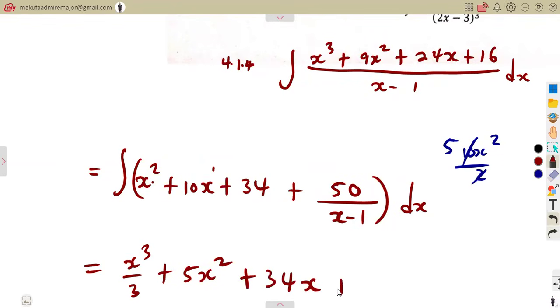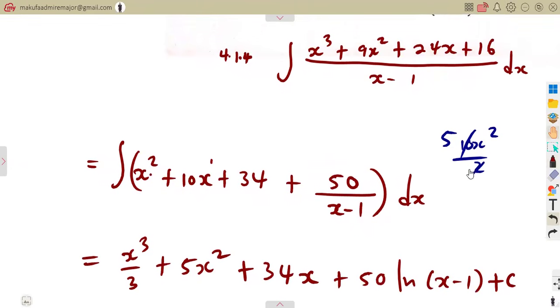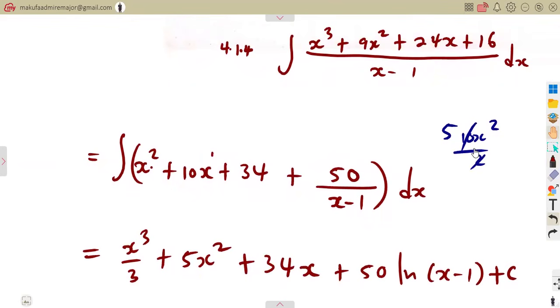50 over x minus 1, that's 50. The integral gives us 50 ln of x minus 1 plus the constant of integration. So guys, I hope that for long division, we understand this and work with it as a separate topic.